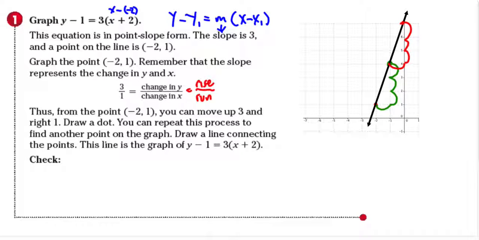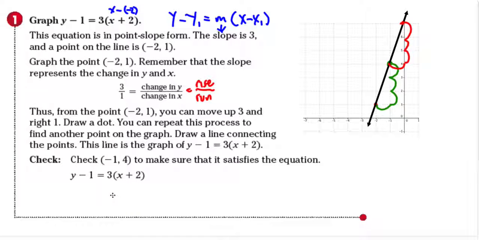Okay, and if we check our answer, check negative 1, 4 to make sure that it satisfies the equation. So we substitute that to our point slope form: y minus 1 equals 3 times the quantity x plus 2. And then substitute 4 for y and negative 1 for x. 4 minus 1, is it equal to 3 times negative 1 plus 2 in parentheses? And we know that it is. So our answer checks out.